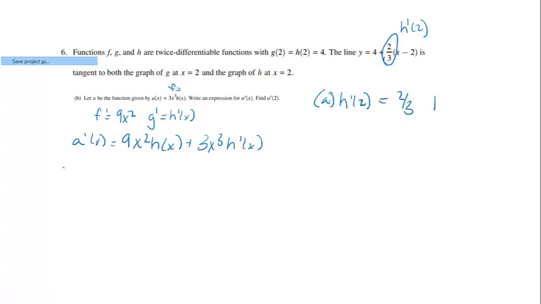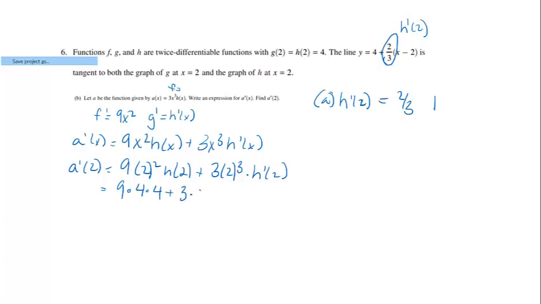So that was an expression for a prime of x, and they said to find a prime of 2. So now I'm just going to plug in 2 for everything. Alrighty, so here we've got 9 times 4 times h of 2. They told us in the problem that was 4. And then plus 3 times 8 times h prime of 2. We found in part A that was 2/3.